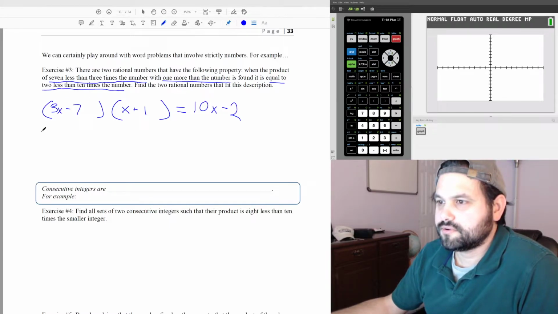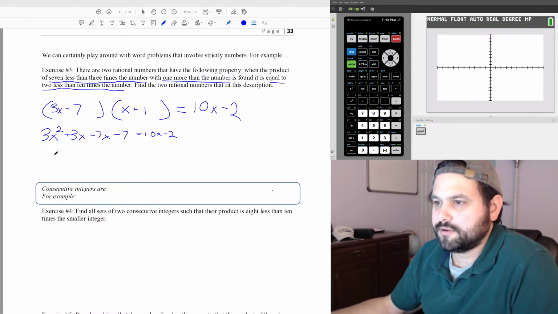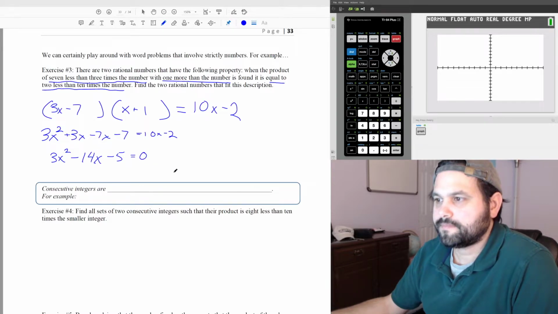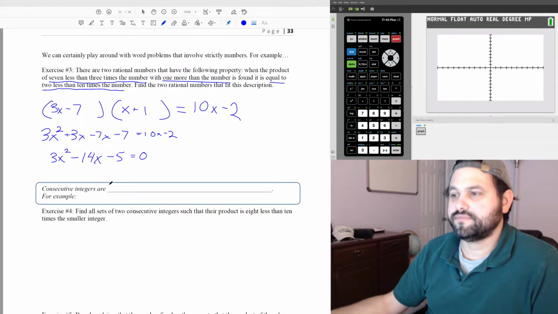So we are going to solve this. Let's double distribute. 3x squared plus 3x minus 7x minus 7. And then combine like terms, set it equal to 0. I'm going to do that all in one step here. We should get 3x minus 7x is negative 4x, and I'm going to subtract a 10x. And then negative 7, and I'm going to add a 2. So we end up with 3x squared minus 14x minus 5 equals 0.